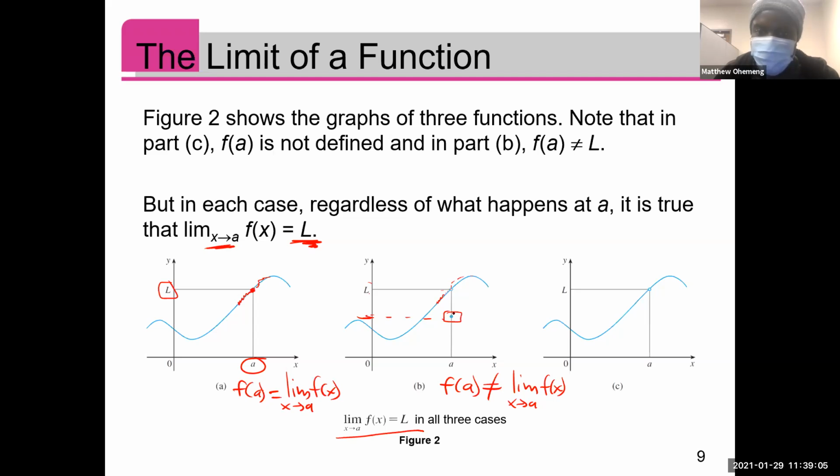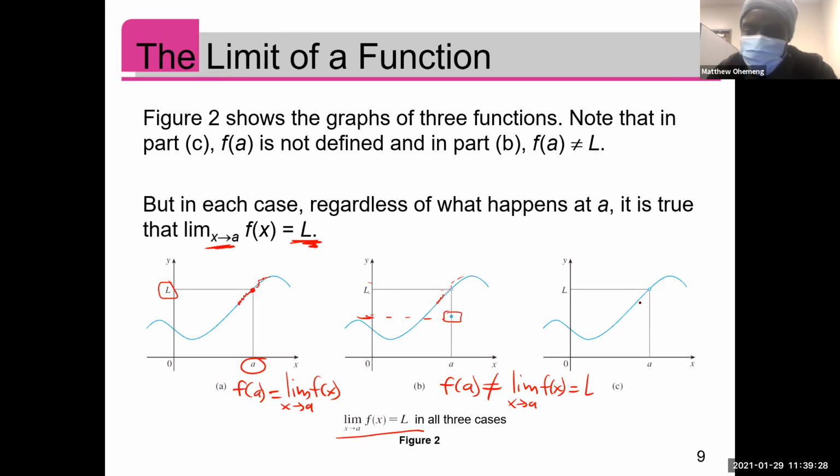But for this second case, the limit is L, and the value of the function is something less than L. They are not the same. So this is telling us that when you're doing the limit, it's not at the exact point. It's the nearness, right? In the neighborhood, not necessarily at the exact point. So for this one, the limit is still L, but the function value is something less than L.